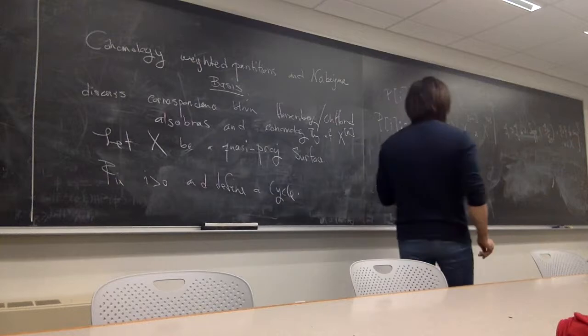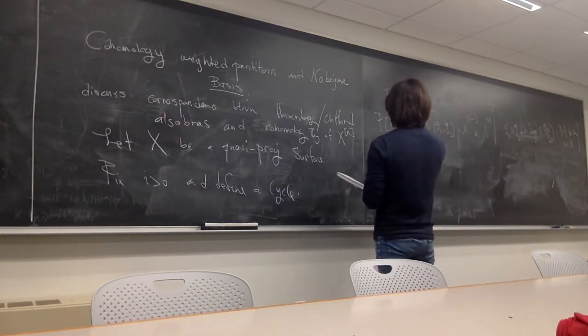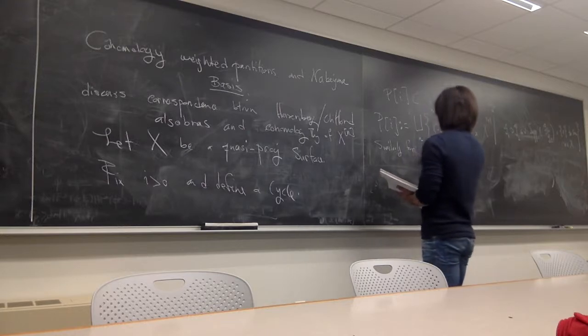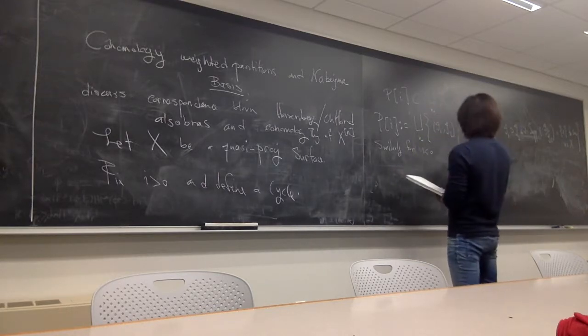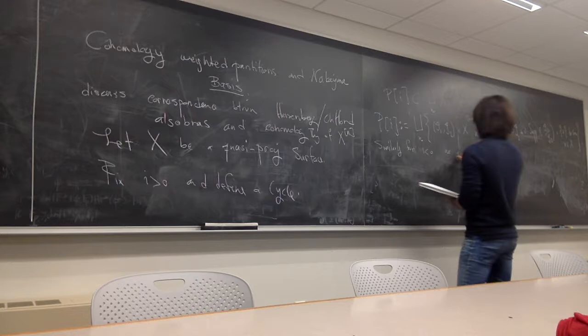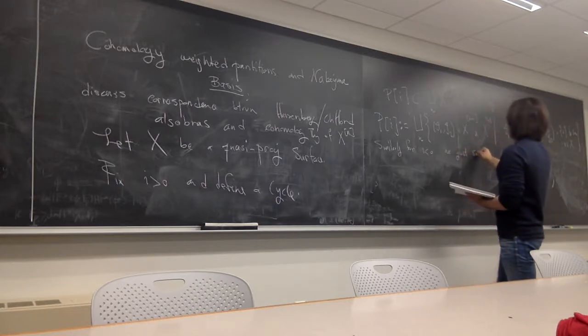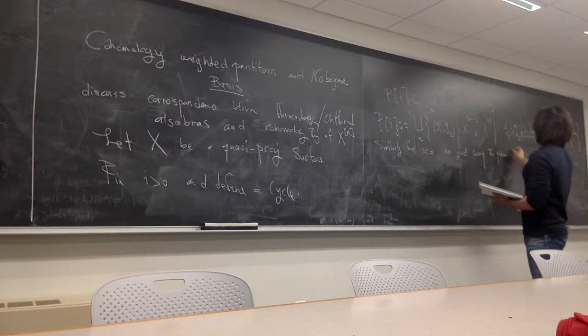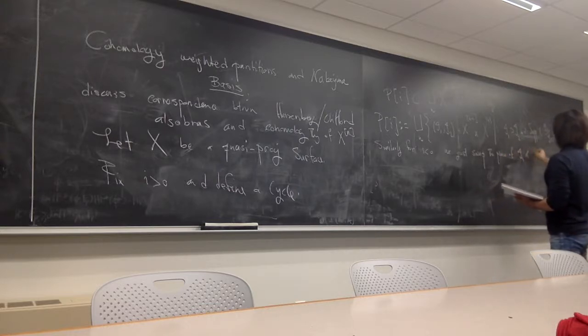Similarly, for i less than 0, we just need to swap the places of I1 and I2.